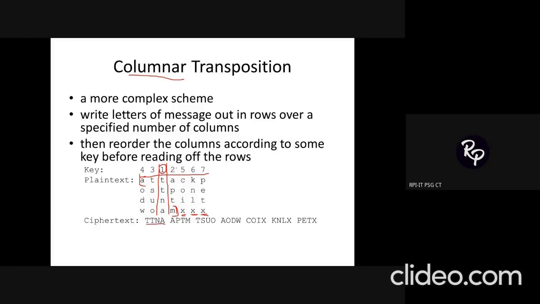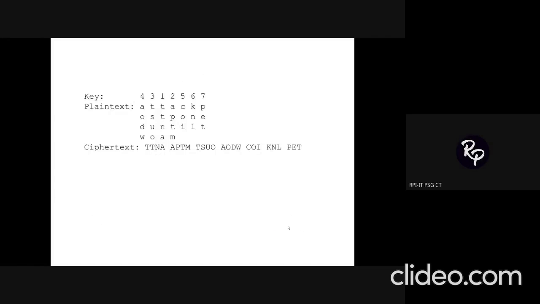Next, check for number 2. Number 2 is adjacent to my number 1, so read it in a column-wise manner, and that becomes APTM. Next, check for number 3. Number 3 is also adjacent to this, so that becomes TSUO. Then 4 is AODW, 5 is COIX, and 6, and then followed by 7. All these values, one by one, we are going to read in a column-wise manner. That's all. This is your encryption process using the filler category.